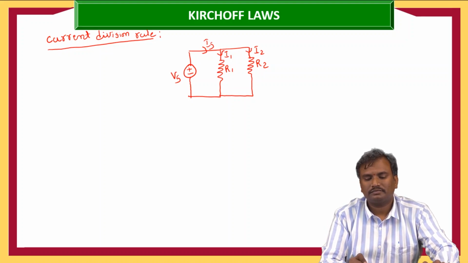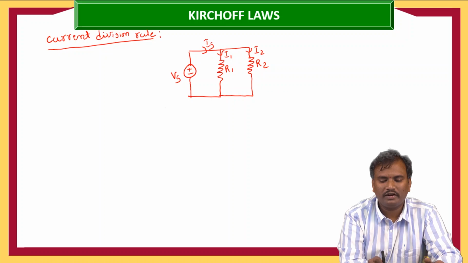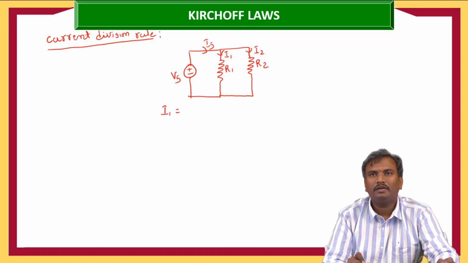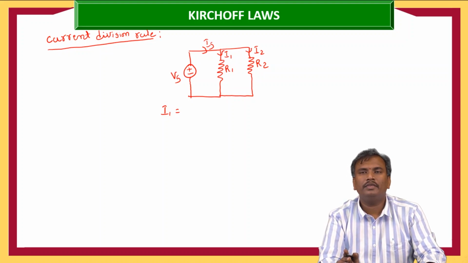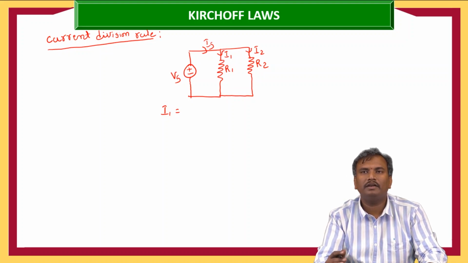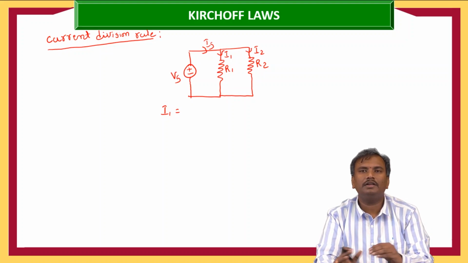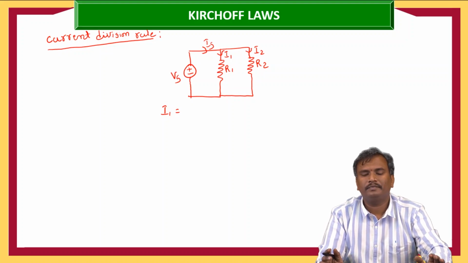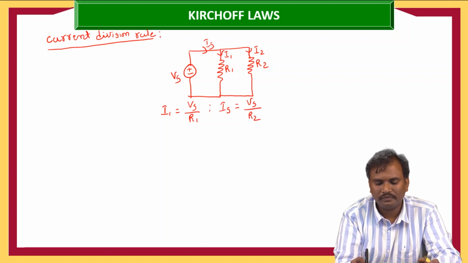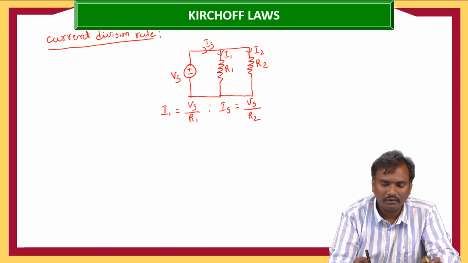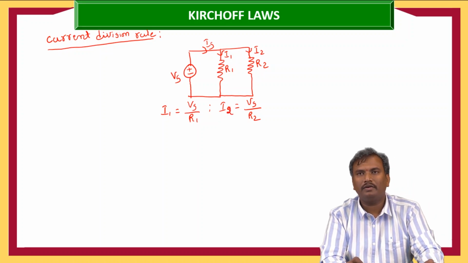Here, in parallel connected elements the voltage is the same for both elements, or if n number of elements are connected, the voltage is the same across all the elements. So I1 is equal to Vs by R1, and I2 is equal to Vs by R2.